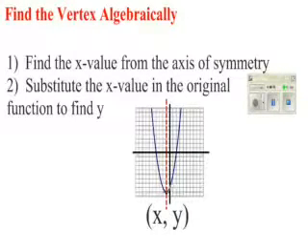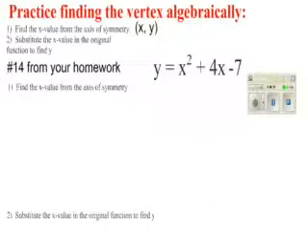So the x value we can pick out as being x equals from the line of symmetry. And then we'll substitute the x into the original equation to find the y. So for example, if you have this equation, you can easily find the vertex by looking at the line of symmetry. Your line of symmetry is x equals negative b over 2 times a.